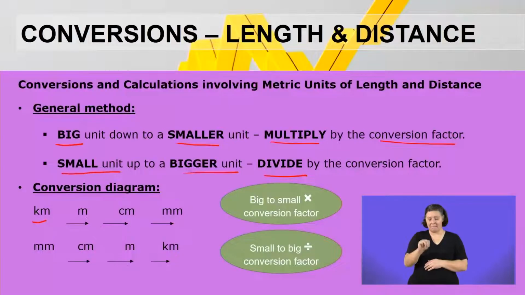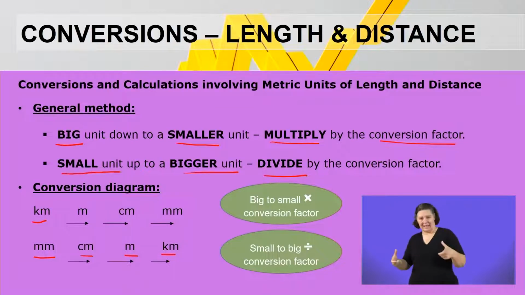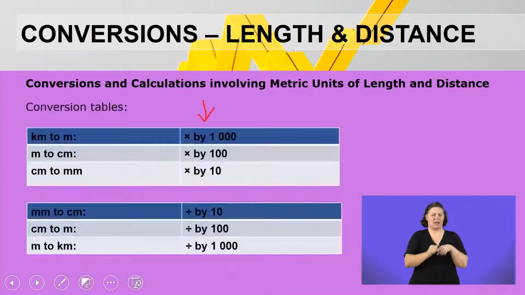Okay, so what are we saying? Let's quickly look at this. Basically kilometers, meters, centimeters, and millimeters. I arrange these distances, basically the length, from big to small. So what did we say is the rule here? When we convert from big to small, we will multiply. Then if you look at the bottom, millimeters, centimeters, meters, and kilometers. This time around, I arrange it from small to big. So what happens from small to big? We will divide.